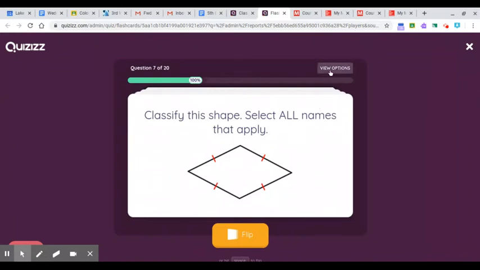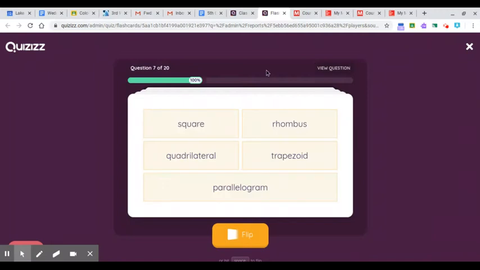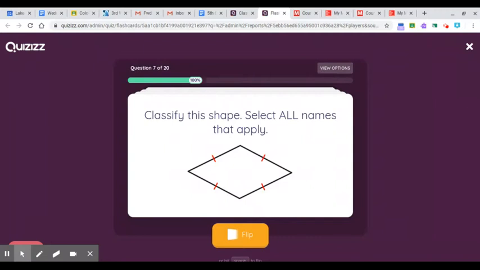So this is where it gets tricky because you have all these different things that you could click, right? All right, and actually I'm going to go back to that picture one more time because I want to be really clear what I'm looking at. So we kind of have this diamond type shape. I'm looking at it and I see these dashes here, which means each side is congruent. I see 4 sides. Okay, let's go see what we can click.